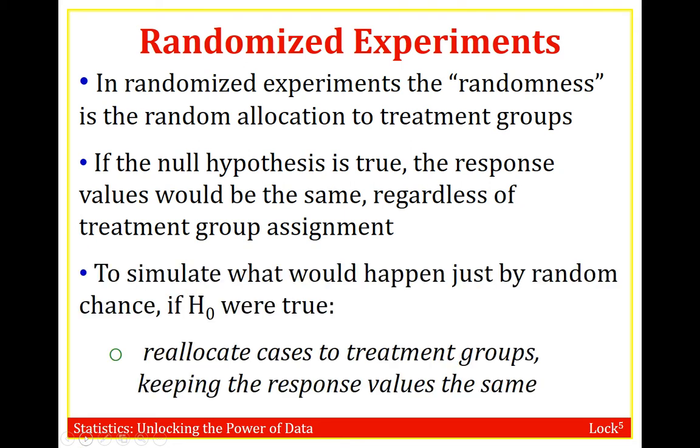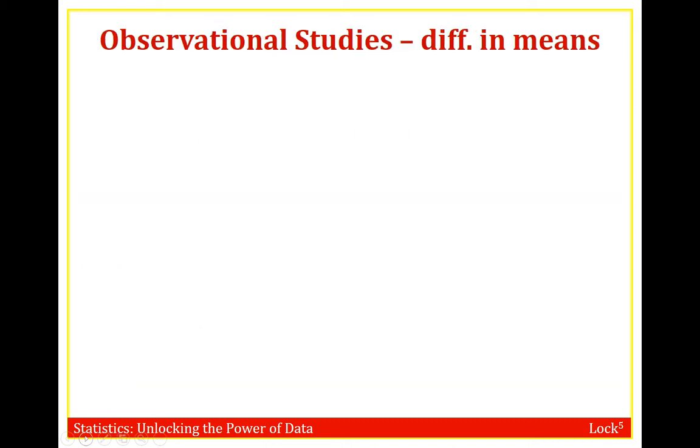To simulate what would happen just by random chance if H0 were true, we reallocate cases to the treatment groups, keeping the response values the same. We move these cases around into the treatment groups, and we look at the responses to see, are we seeing significant results in the group that is receiving the experimental treatment, or do they differ from the control group? We're really looking for differences here.